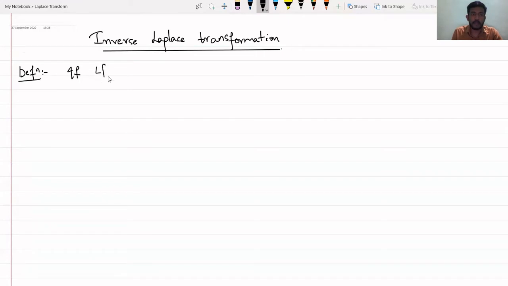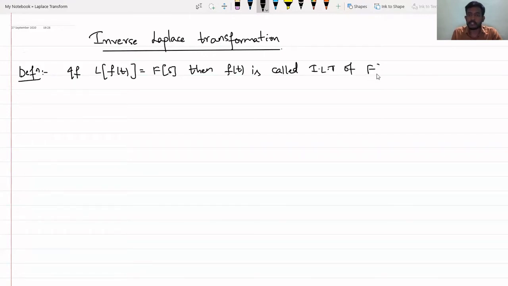If the Laplace transformation of the function f of t is given by capital F of s, then the function f of t itself is called the inverse Laplace transformation of capital F of s, where capital F of s is the Laplace transformed function. Symbolically, it is given by f of t is equal to L inverse of capital F of s. Here this capital F of s is the Laplace transformed function.